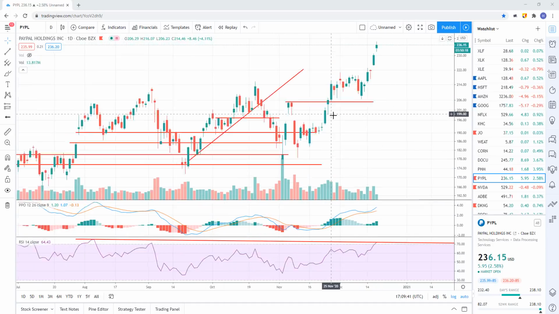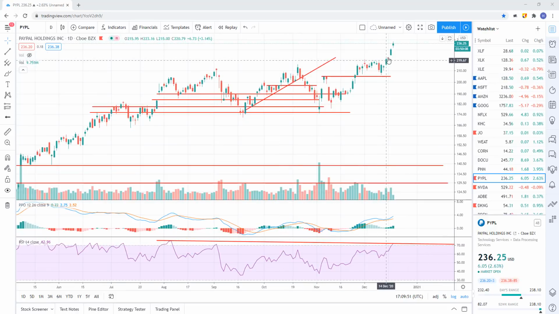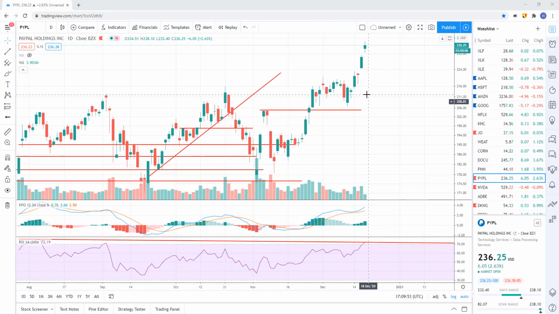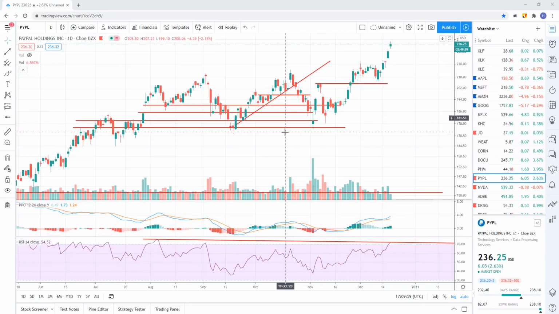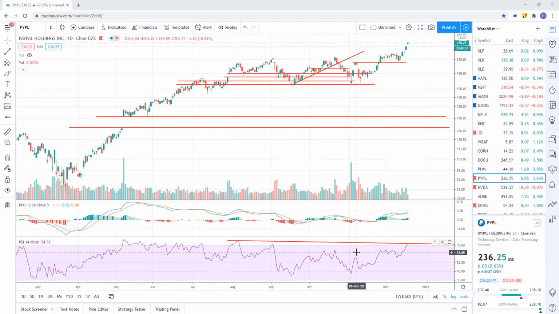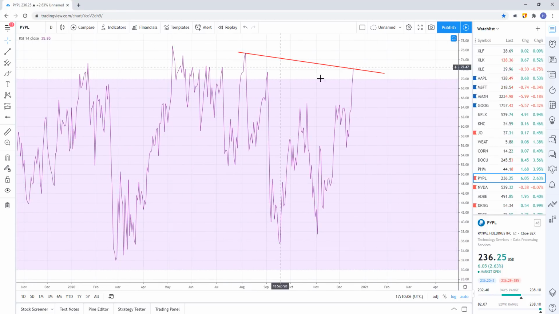Okay, let's take a look at PayPal. I am debating this one for obvious reasons. I've been short and it is not working. Now you can see they're moving it higher. It's kind of gapping higher. The thing about this one is it still has negative divergence. You look at the RSI right here. There it is, negative divergence.